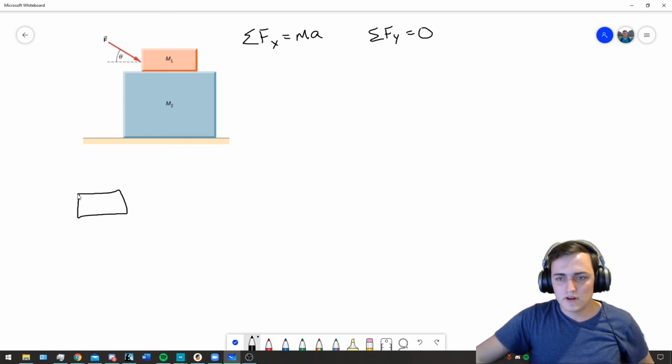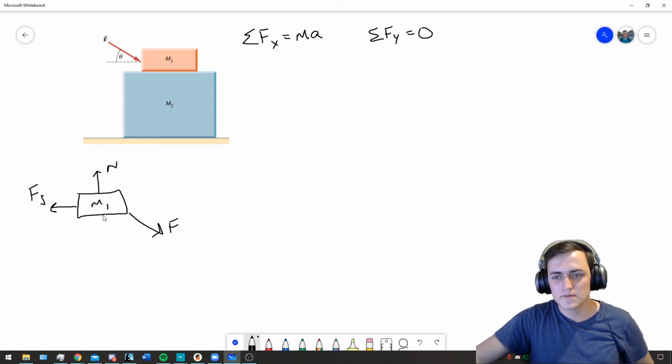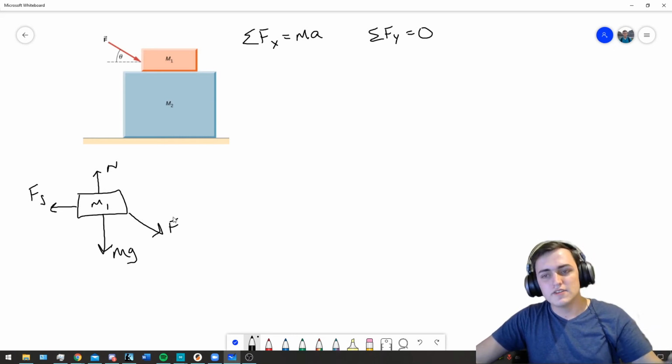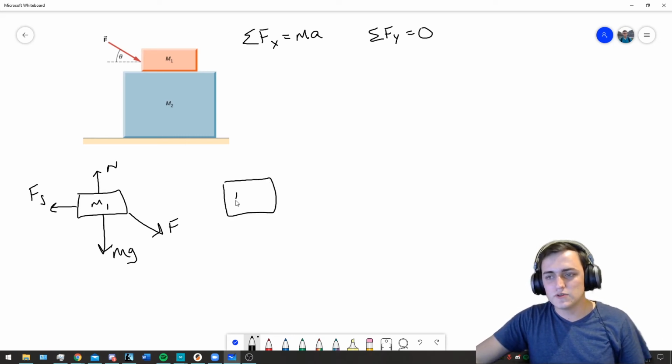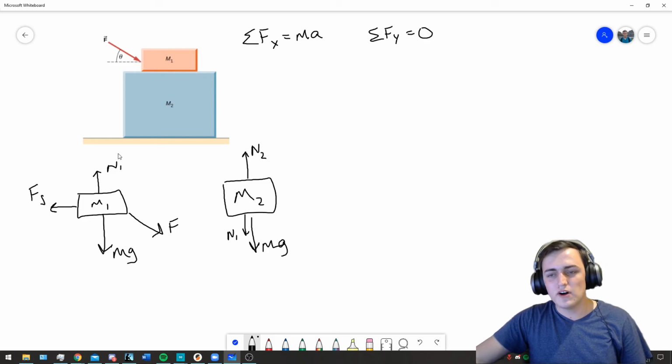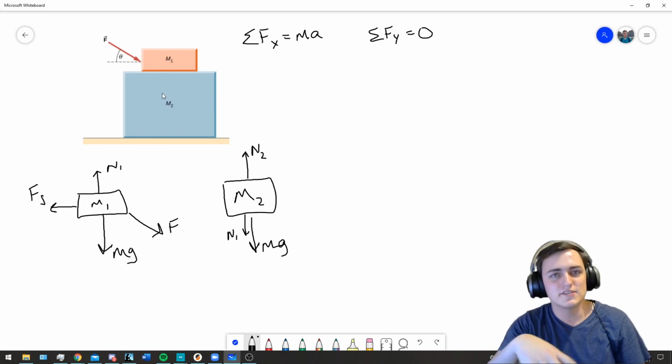We have to, as usual, take a free body diagram of each block. We have a normal force, we have force F, we have a friction force, and of course this is static. We have mass times gravity, or gravity force. All of these acting on M1, and M2 is very similar. We have mg. We also have N, let's call this N1, and there's N2.